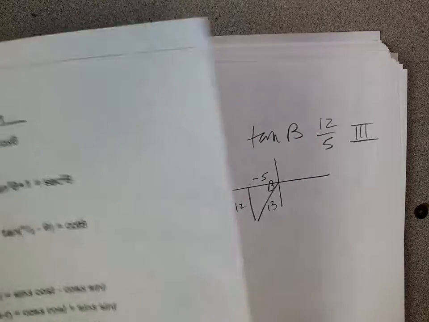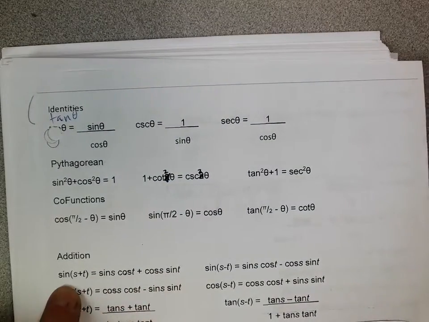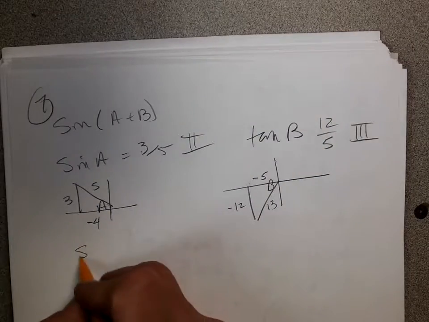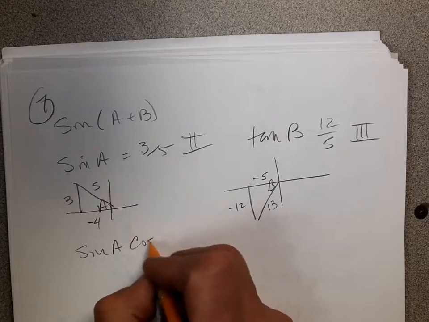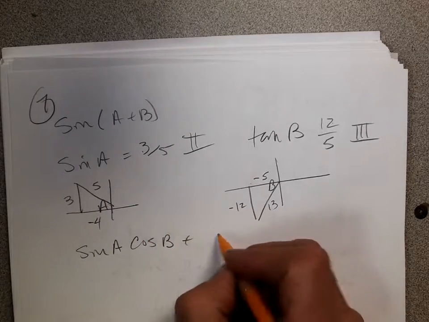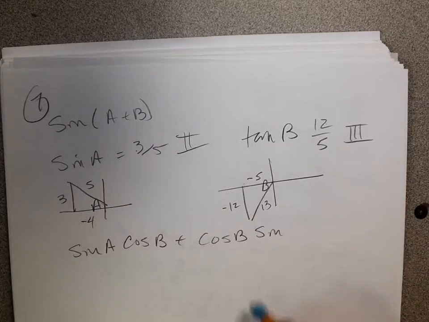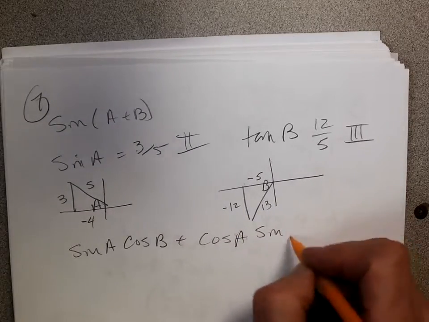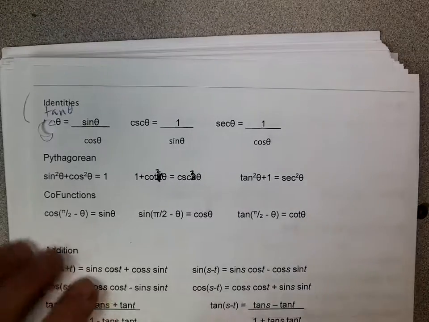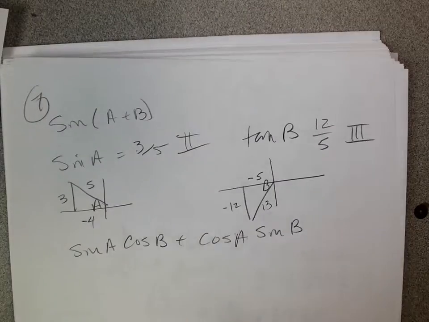Now let's take a look at sine of a plus b. I'm going to find that in my formulas, here it is. I'm going to use this formula right here. We're going to write it as sine of a cosine b plus cosine of a sine of b. That's my formula.